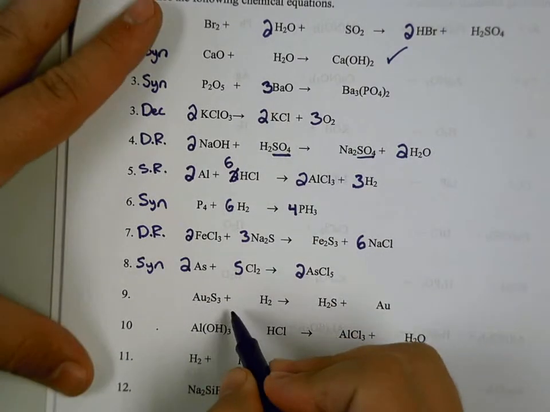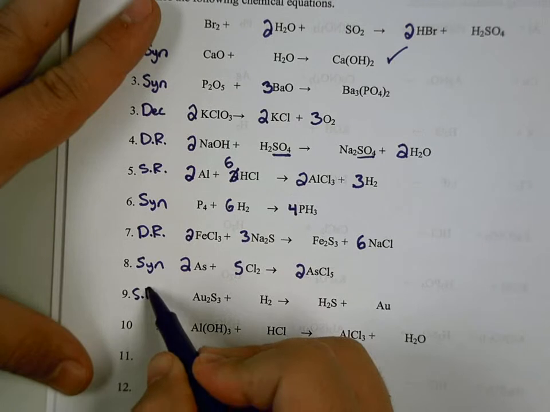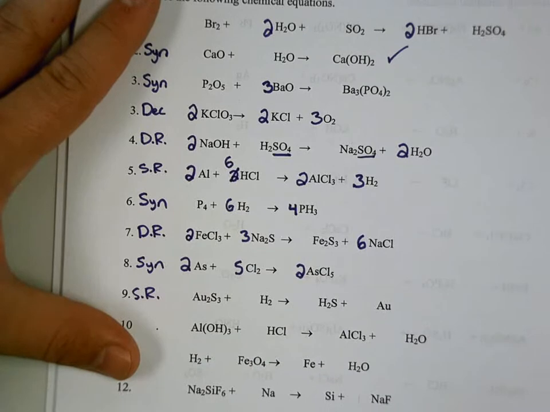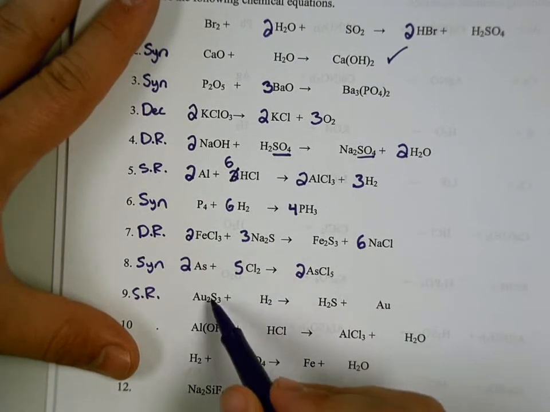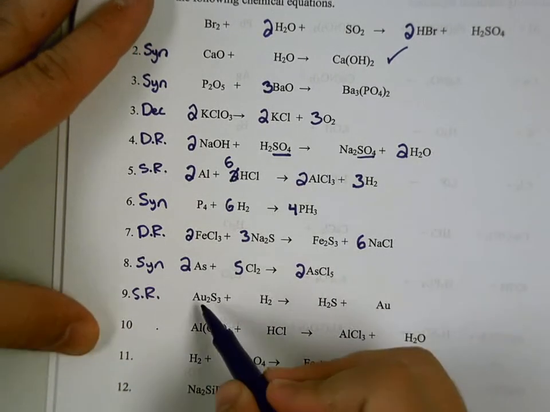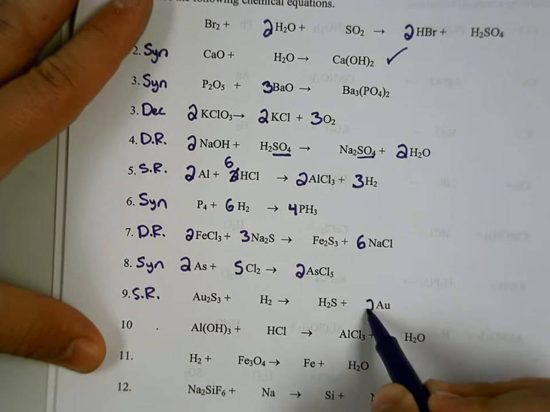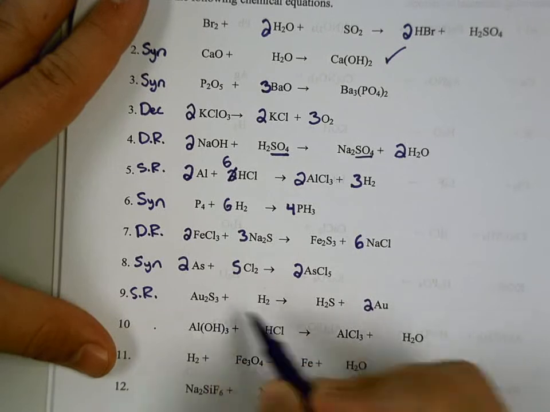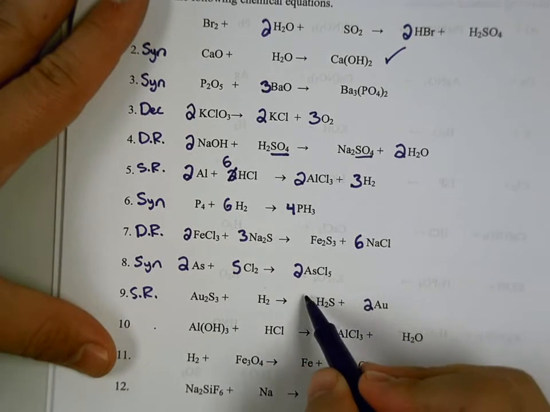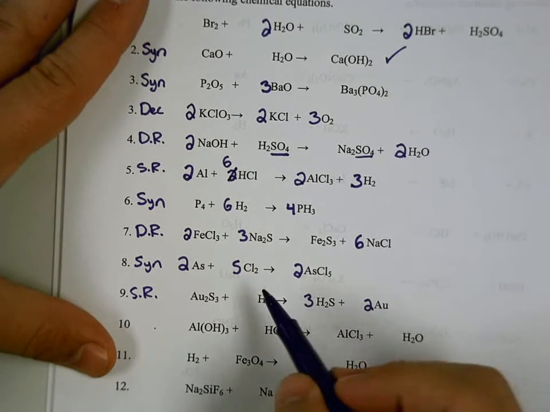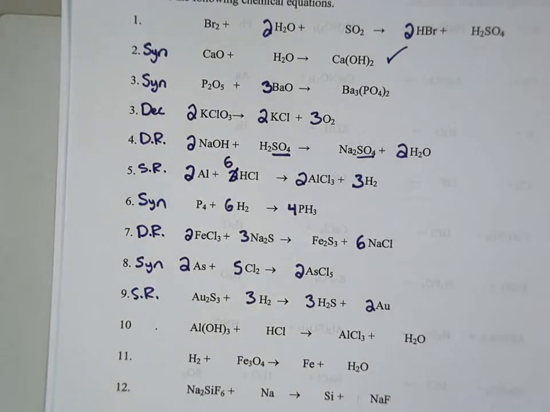Problem 9. This again looks like a single replacement, a little tricky to identify maybe, but we have a compound reacting with an element. And it looks like the H is switching places with the Au, the hydrogen switching places with the gold. So in this reaction, I have 2 gold atoms on the left. I'm going to start out by writing 2 gold atoms on the right. I have 3 sulfur atoms on the left. I have 1 on the right, so I'm going to go ahead and put a 3 here for now. And then 3 times 2 is 6 hydrogen atoms on the right. 3 times 2 would be 6 hydrogen atoms on the left. So now we're balanced.